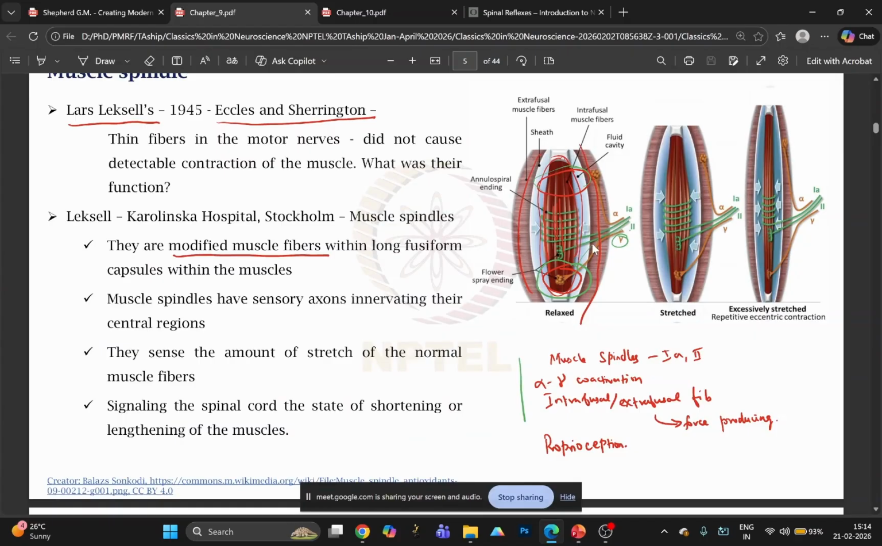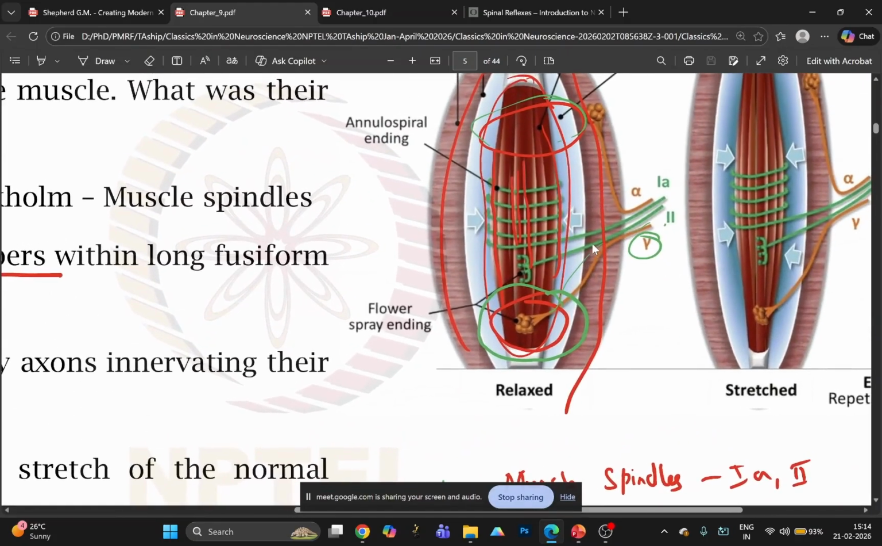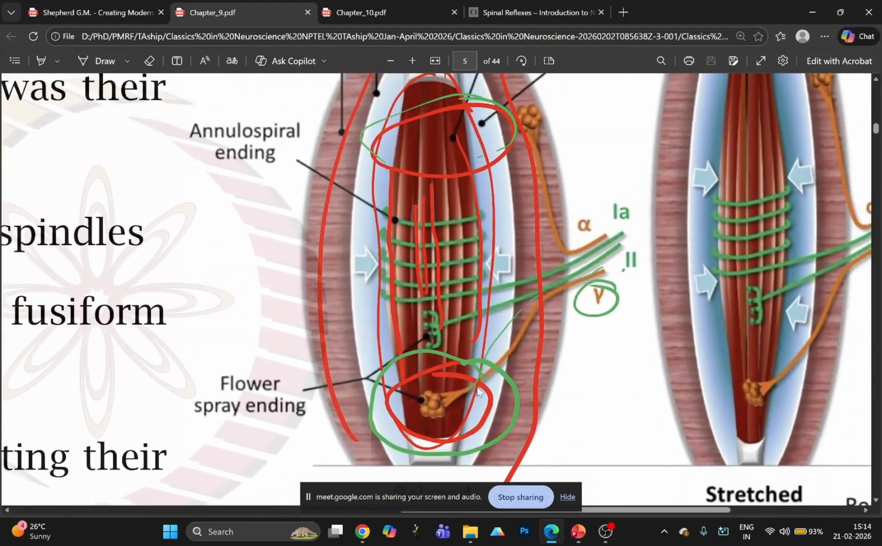What happens is that there is a regulation of the stretch of the muscle fiber that gets integrated with the muscle contraction. So basically these gamma motor neurons are telling the muscle spindle that this muscle is contracting right now. And these sensory neurons are taking the information to the spinal cord that this much muscle is getting stretched.